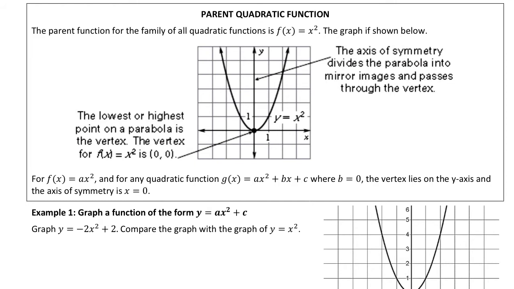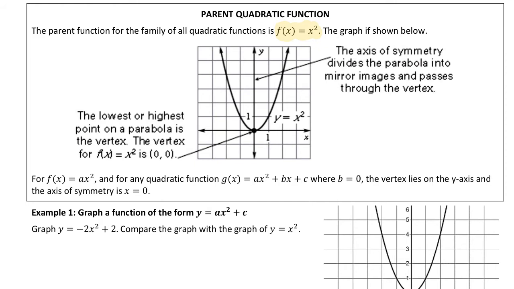So starting off, we're going to talk about the parent quadratic function. And this is the most basic quadratic function that all other quadratic functions are formed from. So the parent function for the family of quadratic functions is the function f of x equals x squared, right? That is the most basic quadratic function. And that function forms a graph that is U-shaped. That U-shape is what we call a parabola. Okay, and that parabola has some important features.